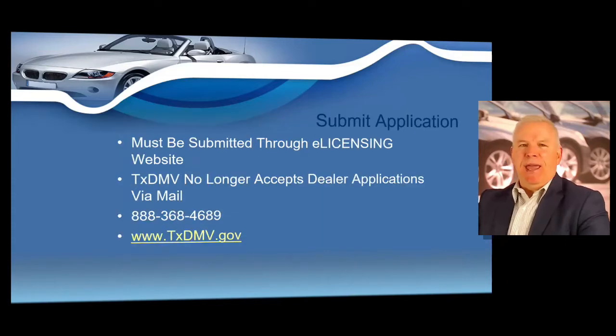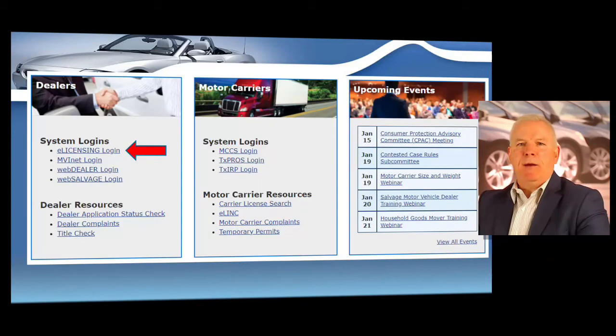Submitting your dealer application at e-licensing. You must submit your dealer application through the Texas Department of Motor Vehicles e-licensing website. Your application must be submitted online. The Texas Department of Motor Vehicles no longer accepts dealer license applications by mail. You may submit your dealer license application at the Texas Department of Motor Vehicles website, which you'll see right here, and you're going to be able to pay your license fees with a credit card or eCHECK.